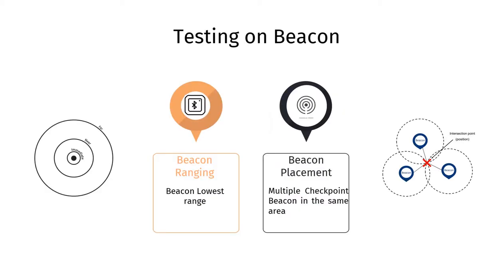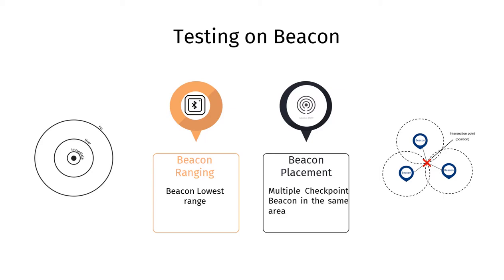Last but not least is testing methodology. So we conduct a test on the beacon. The first test is the beacon range. We did the beacon range because we want the lowest broadcast signal, because we want the participant to be as close as possible to the checkpoint beacon, so that we can get the most accurate time when they pass through the checkpoint.